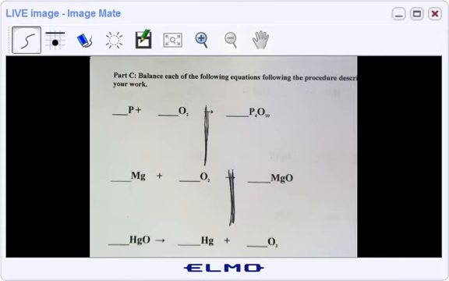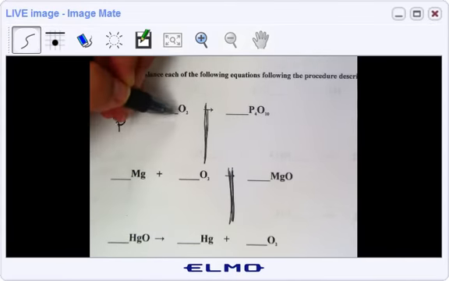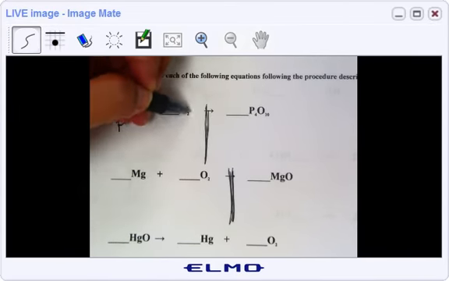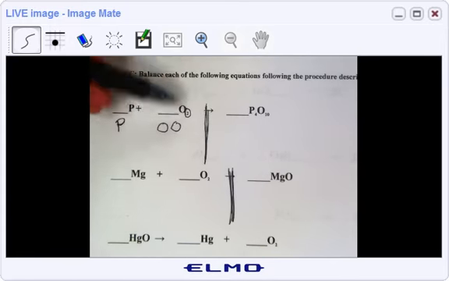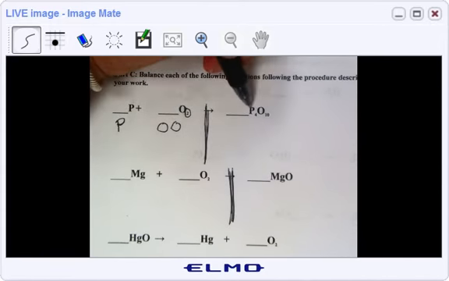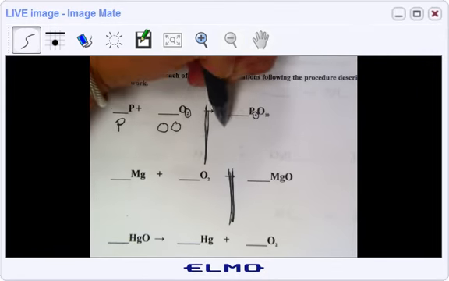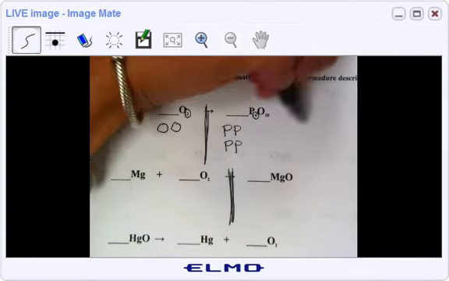So the first step is just to write how many atoms of each atom you have. So 1 P. How many O's do I have there? There's a little 2 there, so I have 2 oxygens. That 2 does not apply to anything else on this side. It's only for the oxygens. On this side, I only have 4 P's, and I have 10 O's.